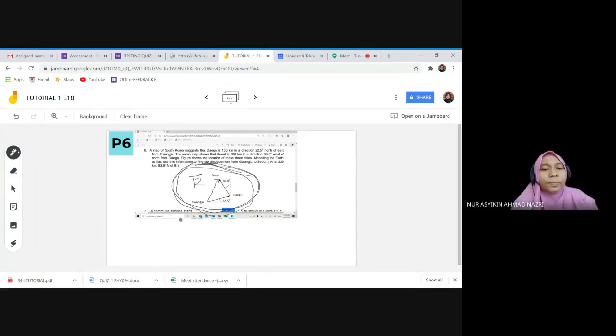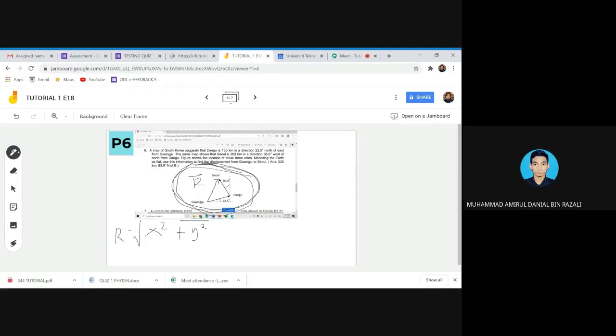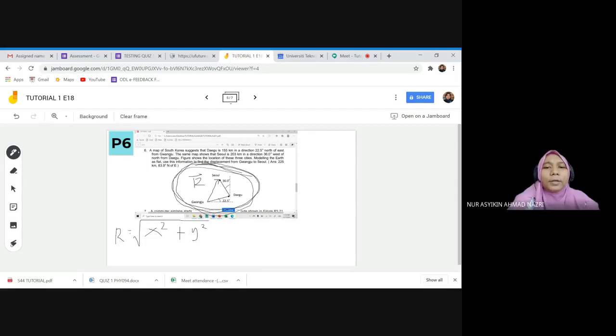Okey, your magnitude, awak akan guna yang ni kan? X squared plus y squared kan? Betul? Okay, for the angle, kita akan gunakan tangent. Sebab apa tangent? Sebab tadi x dah cos, y dah sin, ni tangent pula macam tu. Sebab tu ke?